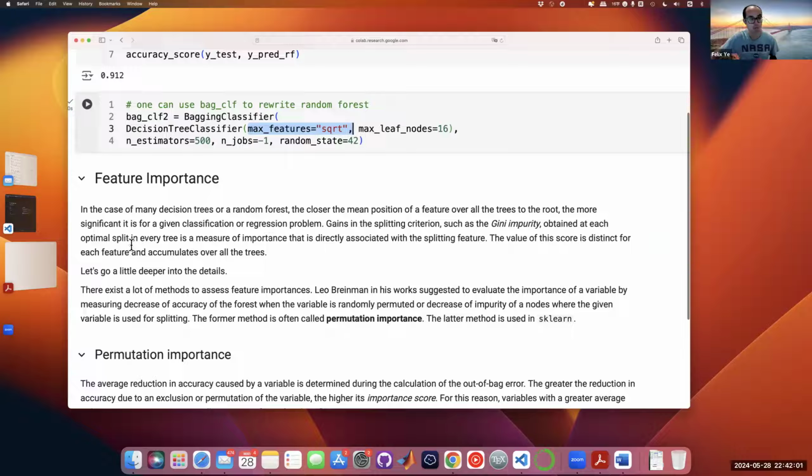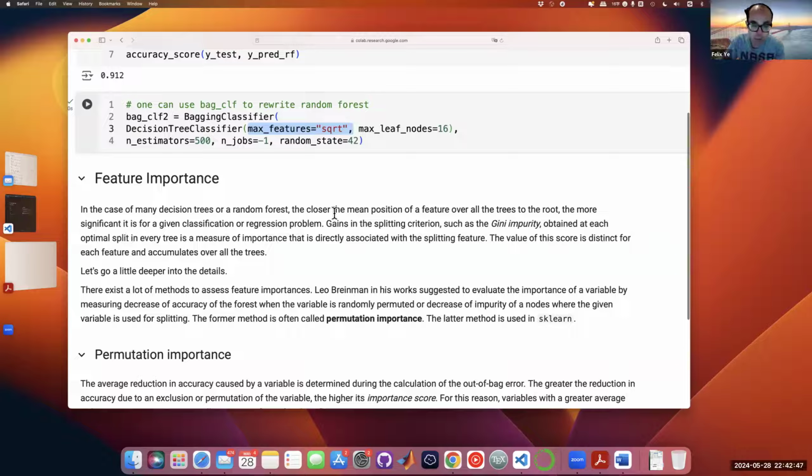So basically, in the case of a random forest, the whole idea is that the closer the mean position of a feature over the trees is to the root, the more significant it is to this classification problem. Think about a decision tree right here. If that feature is closer to the top, or the root, of my decision trees, that indicates it will be my first splitting criterion to consider. So that also gives me an indication this feature is more important than other features.